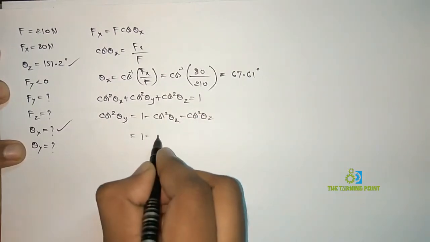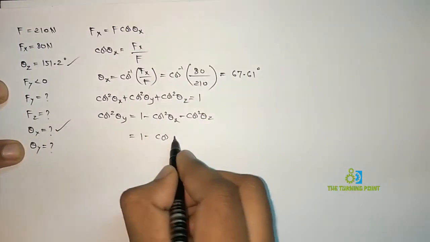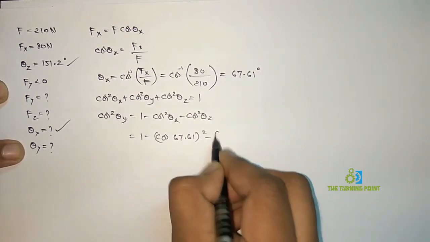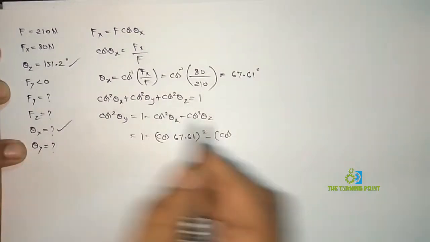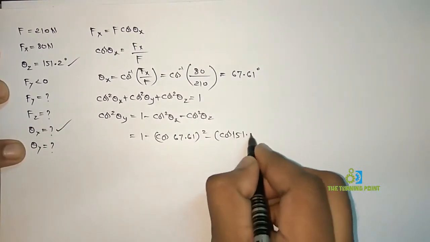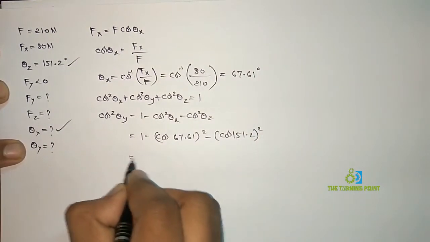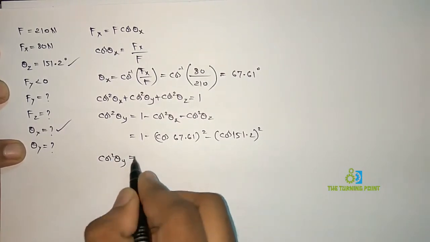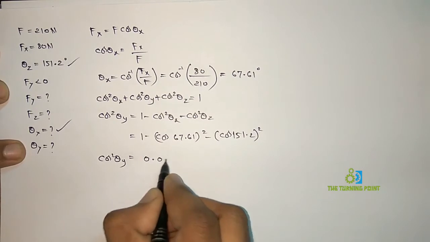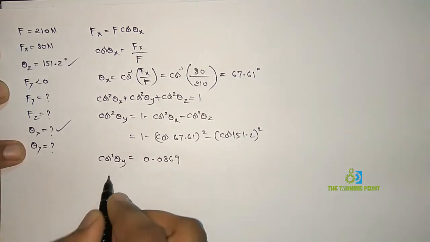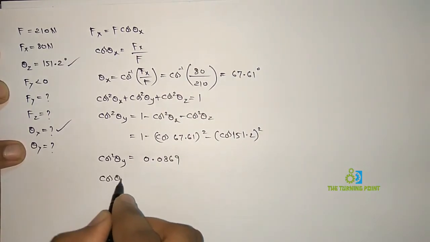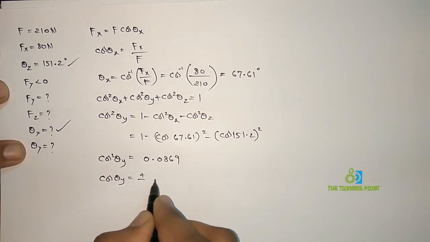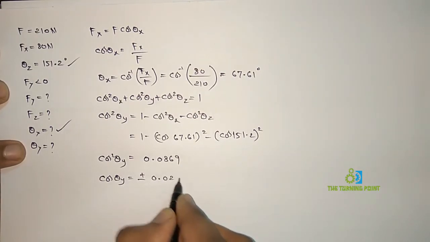This is 1 minus cos theta x I got just now, 67.61 whole square, minus cos theta z is given as 151.2 whole square. So when I simplify this one, I will get the value for cos square theta y. I got 0.0869. Here cos theta y is equal to square root of this one. So that may be plus or minus 0.29.